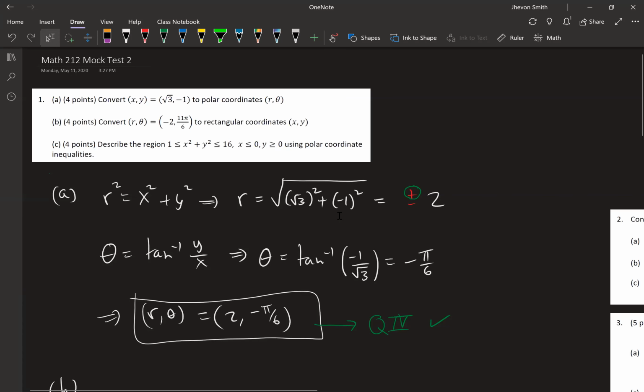You could also use, in this case, x is equal to r cosine theta, and then you plug in radical 3 for the x. The r you just found is 2, and so now you have cosine theta. You'll get cosine theta equals radical 3 over 2. Or you could use y is equal to r sine theta. And so you'd have minus 1 equals 2 sine theta, and you can solve for theta that way.